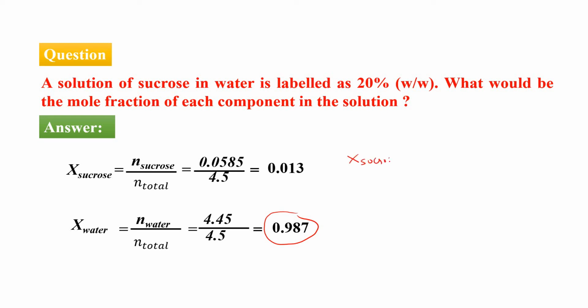How? The mole fraction of sucrose plus the mole fraction of water is always equal to what? 1 only. Now how much did we get here? 0.013. Now I am calculating the mole fraction of water, that is equal to 1 minus 0.013. What answer are you going to get? 0.987. The same thing we are going to get here, right?